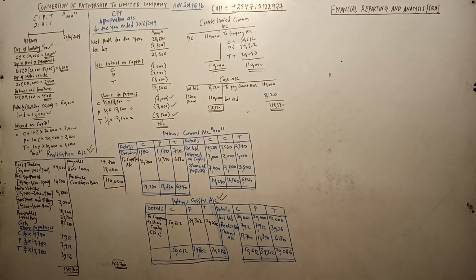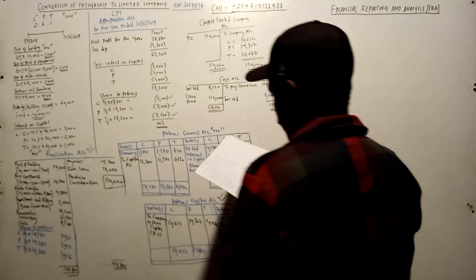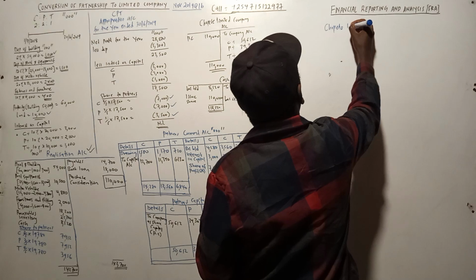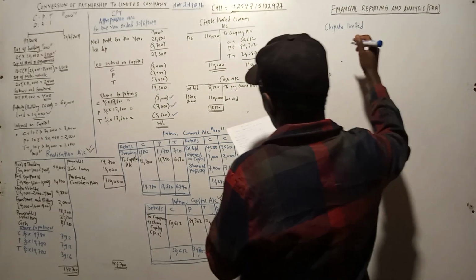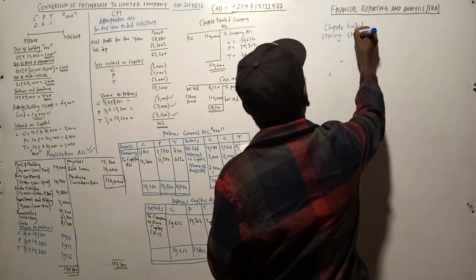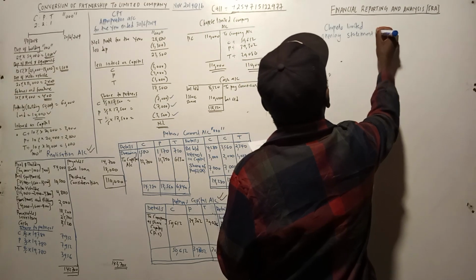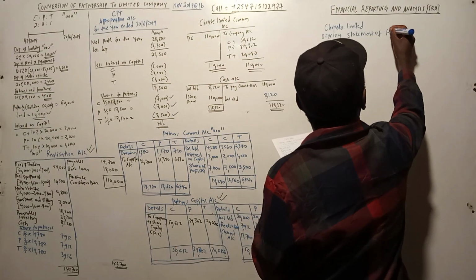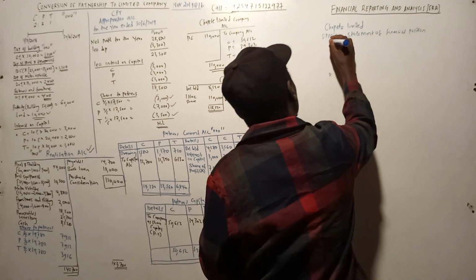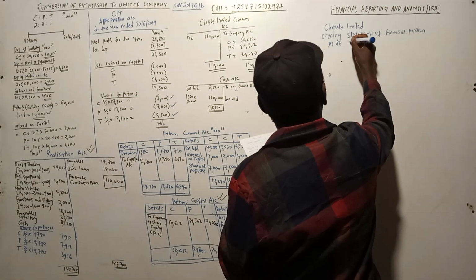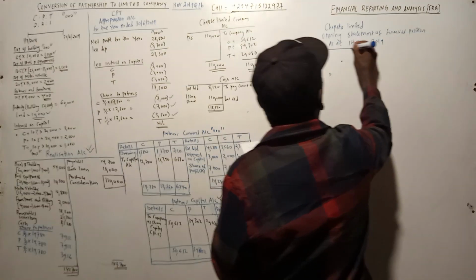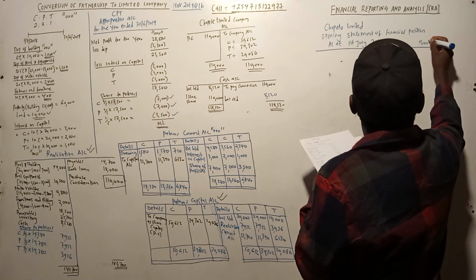I do it here and it will be faster. So let us say Chapeta Limited. Opening statement of financial position as at 1st July 2019. The amount is in thousand.